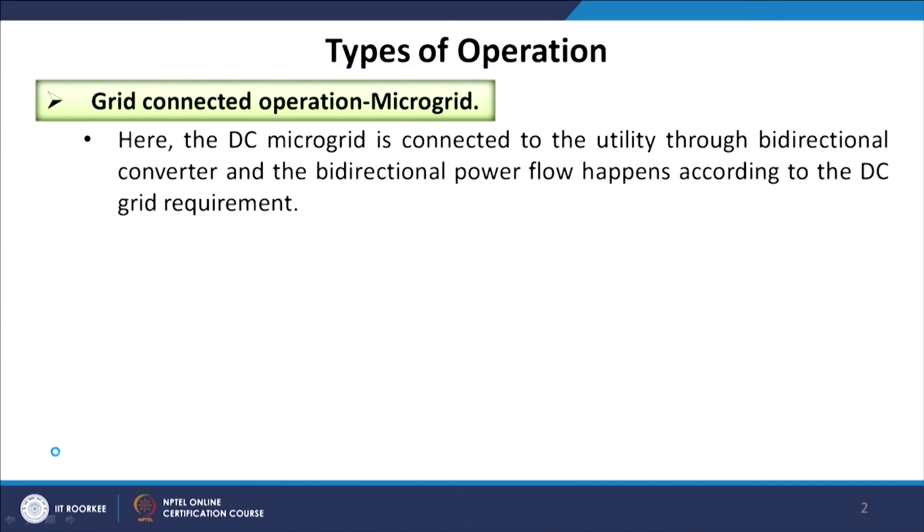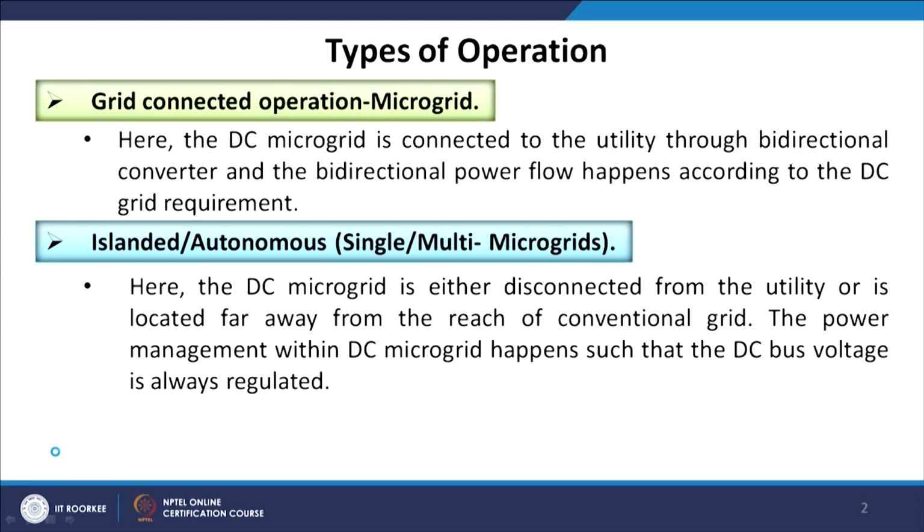Now, as we all know, and as I have discussed in my previous lecture, there are two modes of operation. One is grid connected operation of DC microgrid, and the other one is islanded or autonomous, could be single or multi DC microgrids.